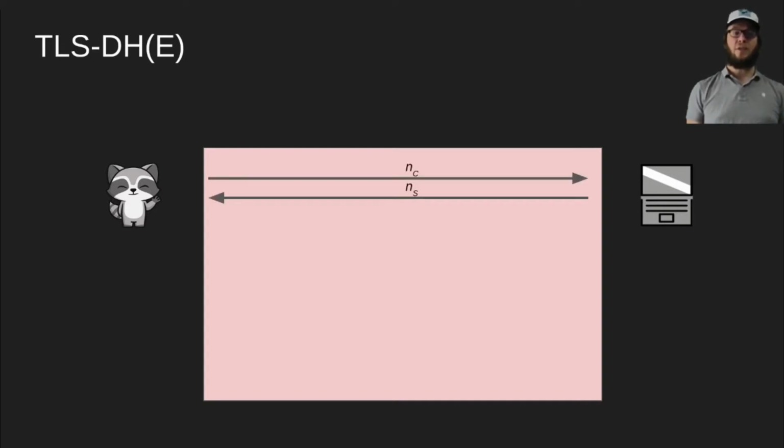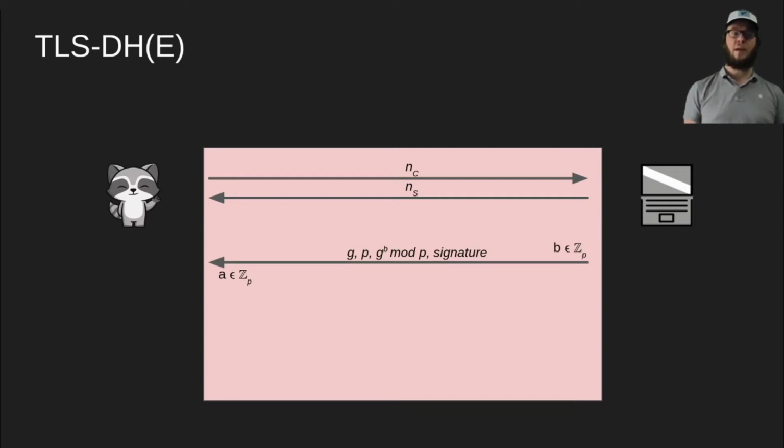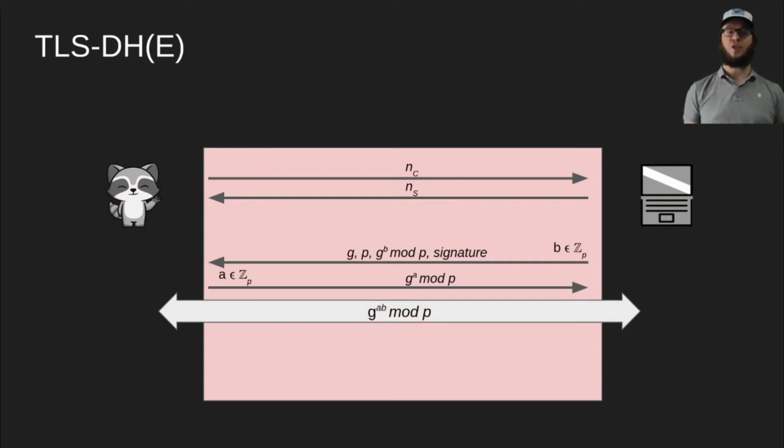When we look into the TLS handshake in more detail, we'll see that the handshake starts with a client and server exchanging cryptographic nonces. After that, the server is choosing a private key and then sends Diffie-Hellman parameters and its public key together with a signature to the client. The client then chooses its own private key and responds with its own public Diffie-Hellman key. And with that, both parties can compute the shared secret G to the power of AB.